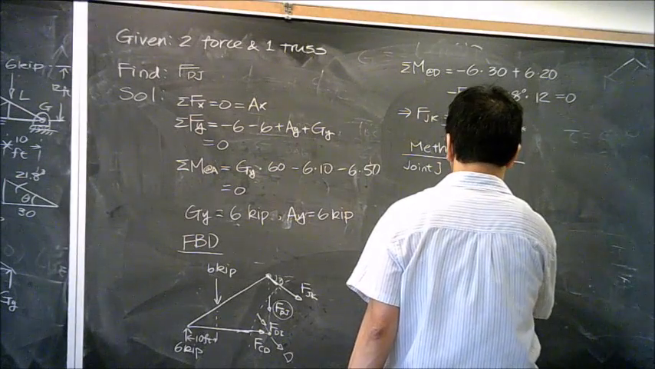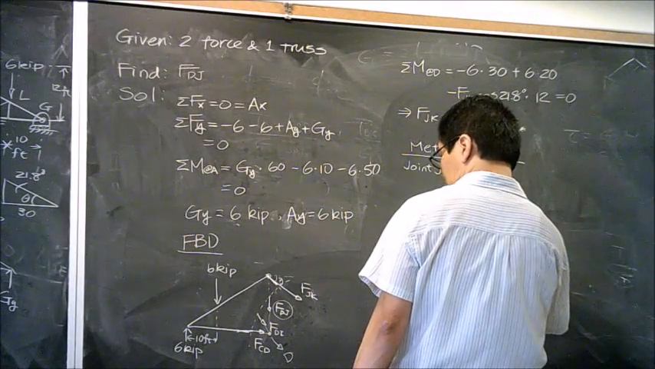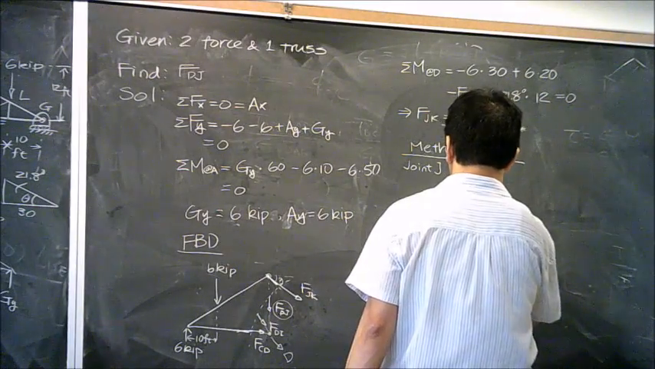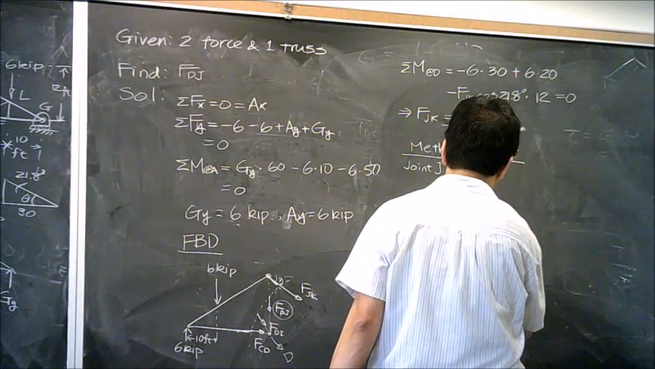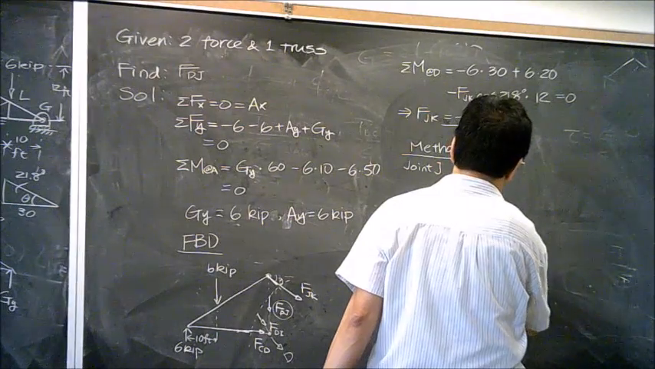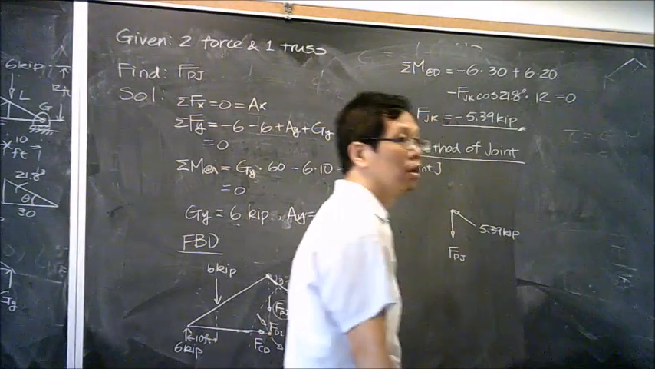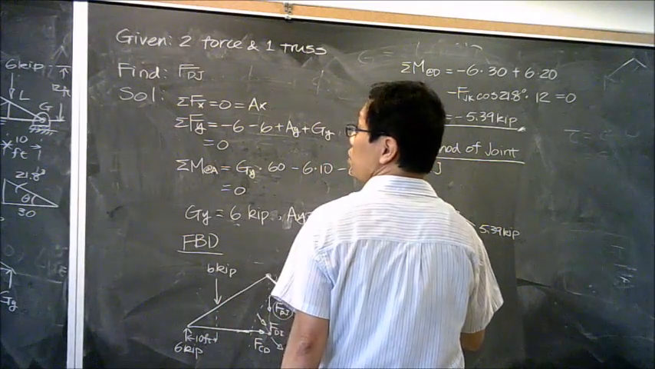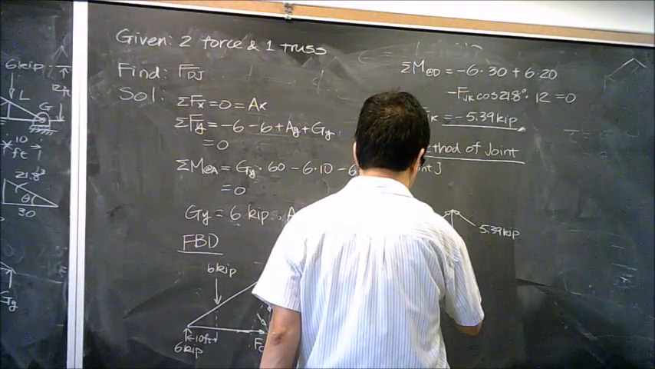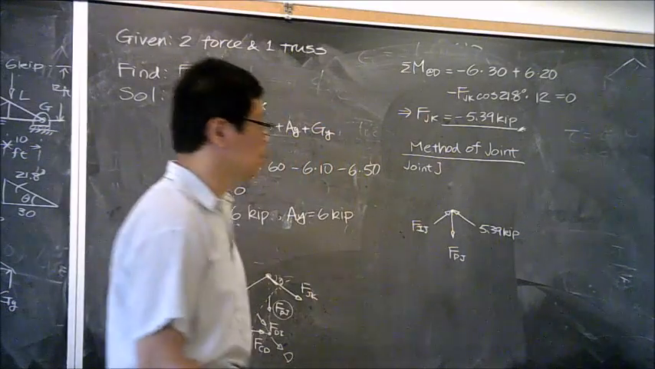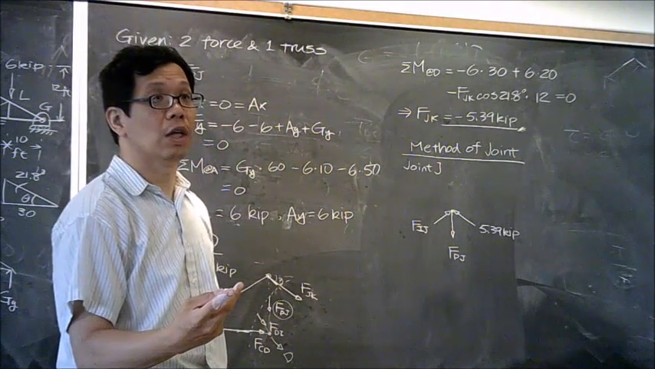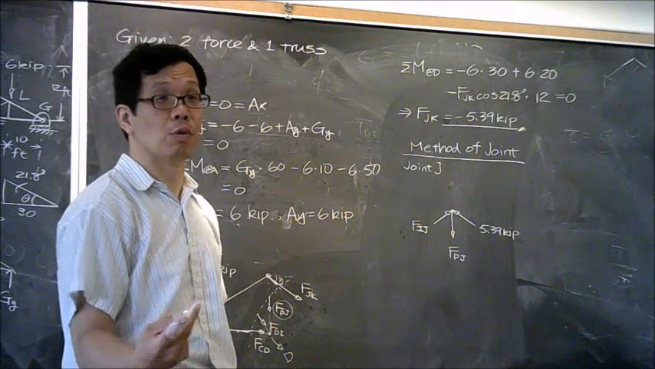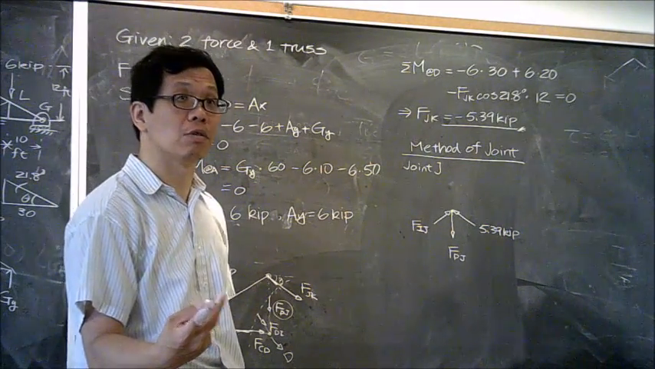And based on the configuration, I know I have FDJ over here. I have my force based on the calculation over here. This is going to be 5.39. I don't know anything about this force. Let's assume this one is Fij. How many unknowns do I have in this free-body diagram? 2. How many equations can we use for this specific joint? 2. So we should be able to come up with the correct answers, right?